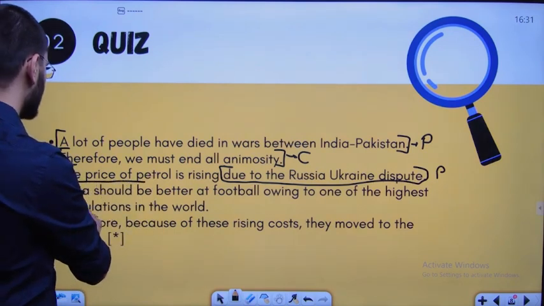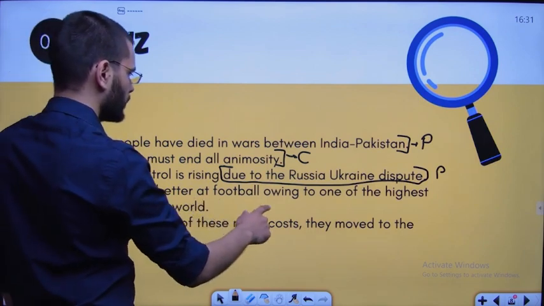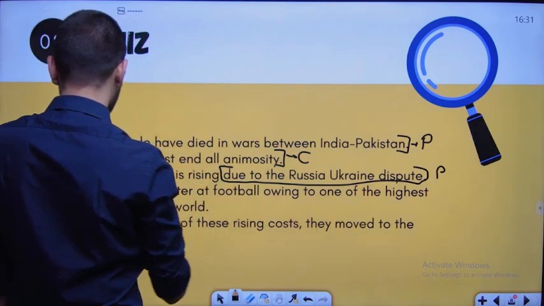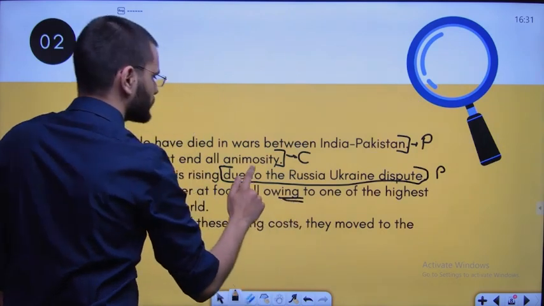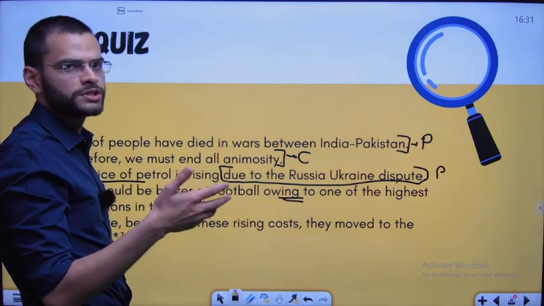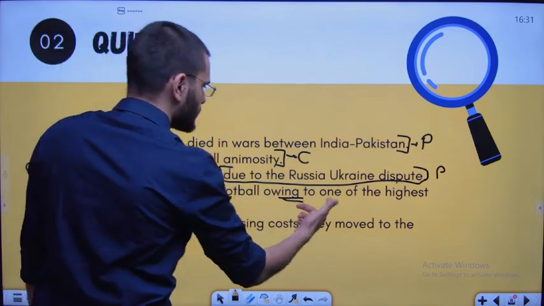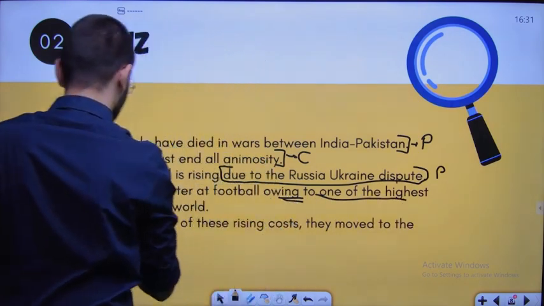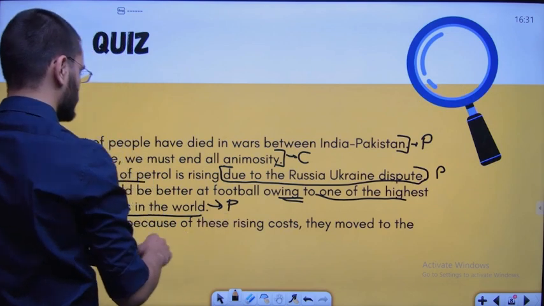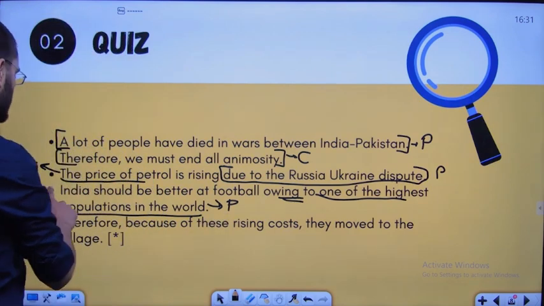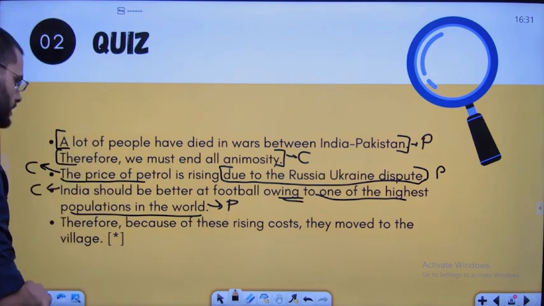In the third statement, India should be better at football owing to one of the highest populations in the world. So again, owing to is one of the lesser used premise indicators, but still the answer for the premise would be this, owing to one of the highest populations in the world, and the initial part would be the conclusion.